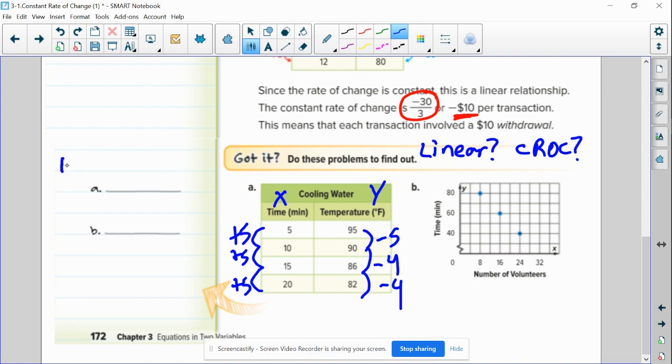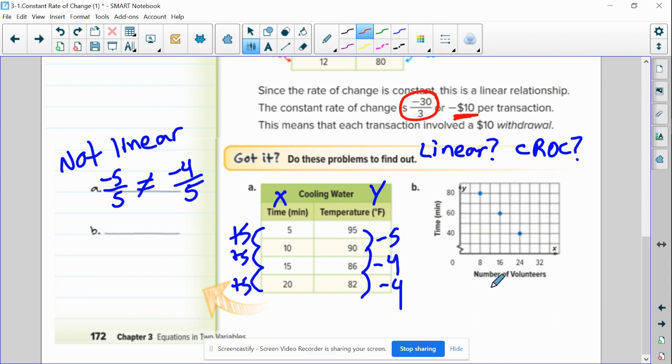So for A, we would say not linear, due to the fact, because we should always justify our reasoning, negative 5 over 5 does not equal negative 4 over 5. They do not reduce to make negative 1.